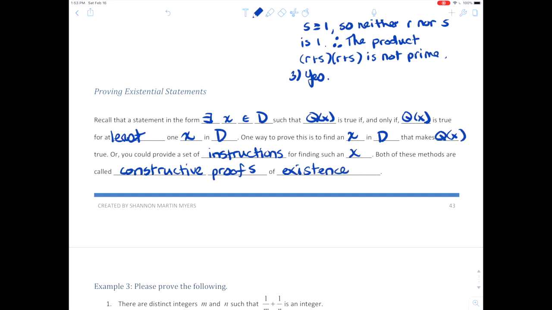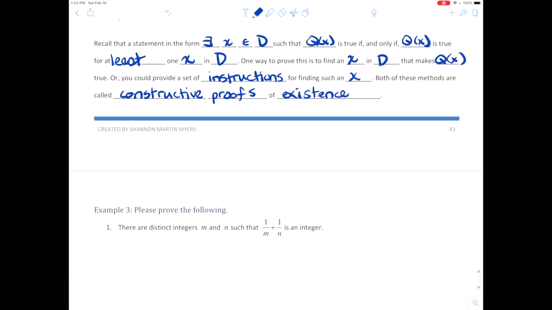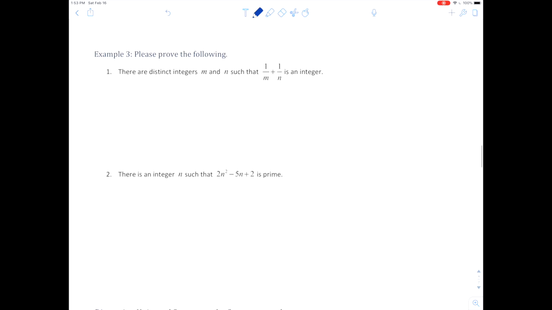Okay, so please prove the following. There are distinct integers, and notice the word distinct, m and n, such that 1 over m plus 1 over n is an integer. So distinct means that they are not the same. m is not equal to n. So what do you think?